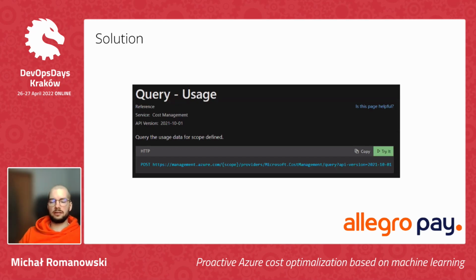Azure as a cloud provider has a wide range of services that help you to build your application. In order to gather the generated costs of your environment, we will be using the so-called cost management API. On that slide, you can see a query endpoint, which accepts such parameters as start date, end date, groupings, and much more. Obviously, the full specification can be found on the Microsoft documentation portal.